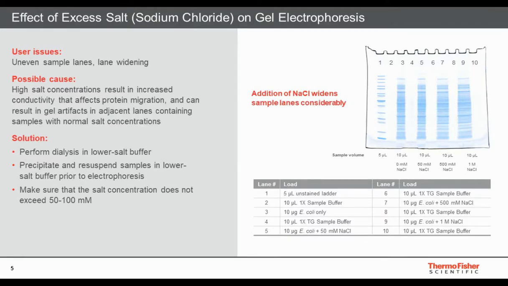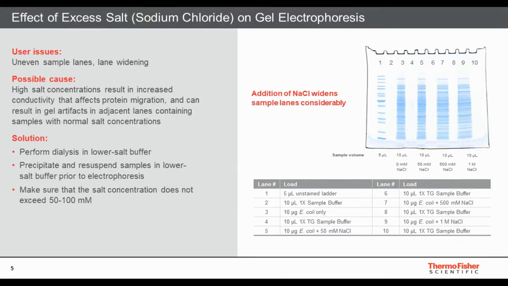The high salt concentrations cause increased conductivity during electrophoresis that affects protein migration and can result in gel artifacts in adjacent lanes containing samples with normal salt concentration, to the extent that the data from such lanes might be unusable.